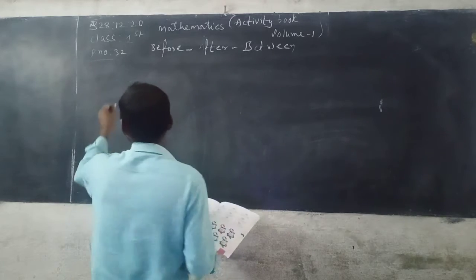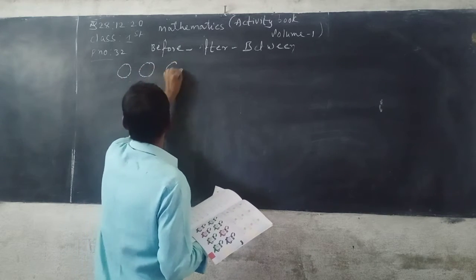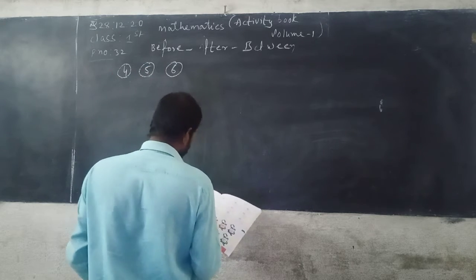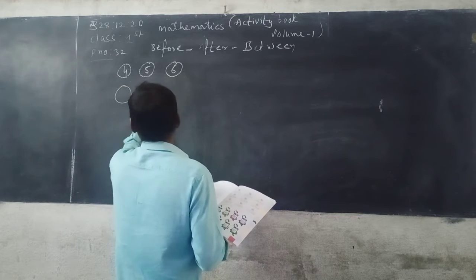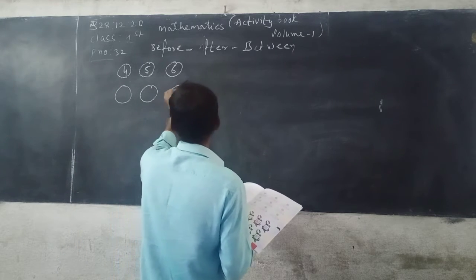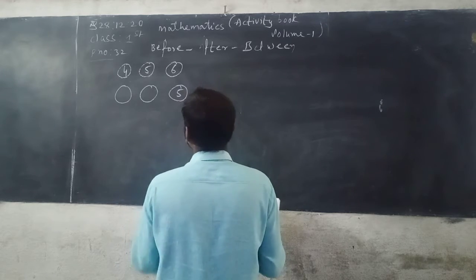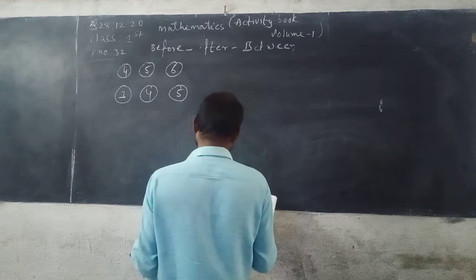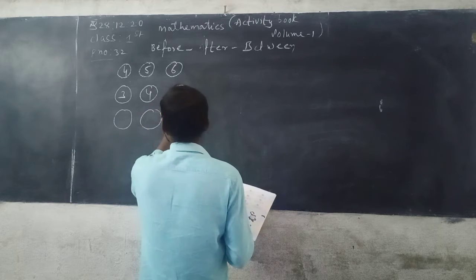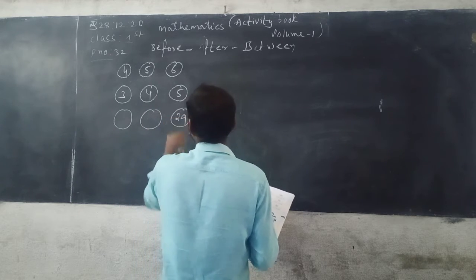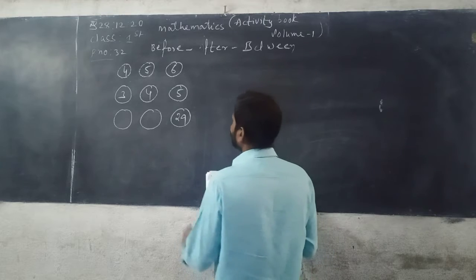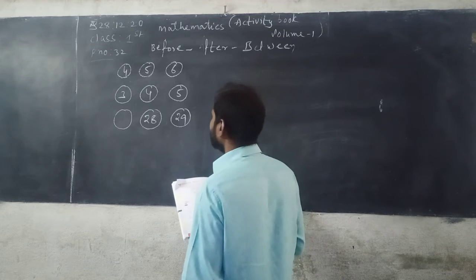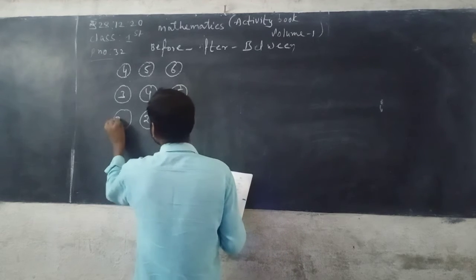Now next, the number that comes before 6 is 5. The number that comes before 5 is 4. See here the given number 5, the number that comes before 5 is 4. The number that comes before 4 is 3. Now 29. The number that comes before 29 is 28. The number that comes before 28 means 27.